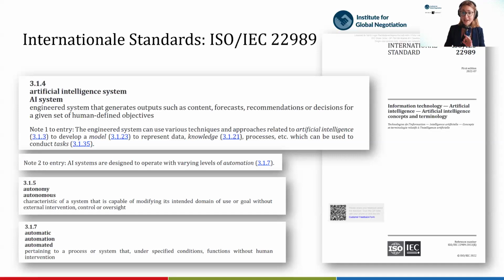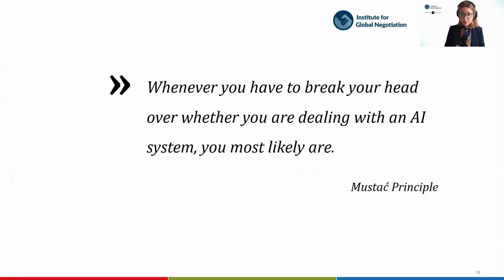It's not just Gen AI, it's much broader than that. So whenever you have to break your head over whether something is AI or not in the legal sense of the word, and whether you should put some rules and governance procedures around it, it probably is, and you probably should. That is AI and AI systems.